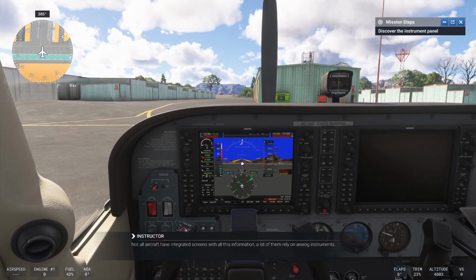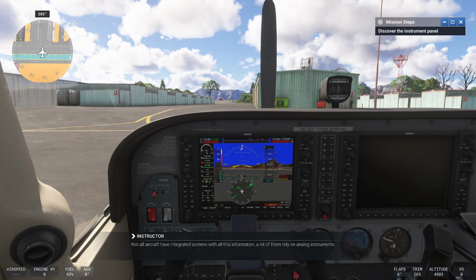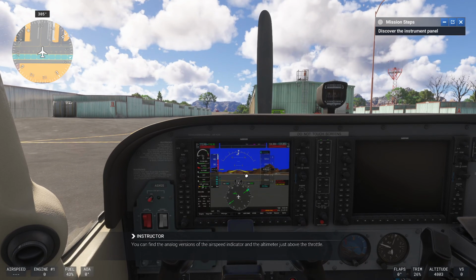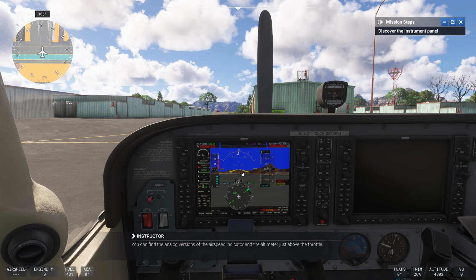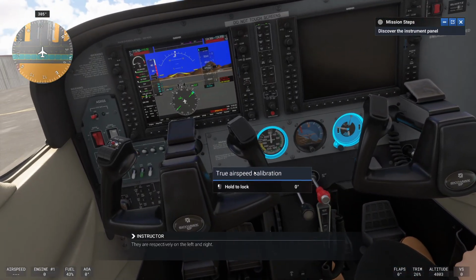Not all aircraft have integrated screens with all this information. A lot of them rely on analog instruments. You can find the analog versions of the airspeed indicator and the altimeter just above the throttle. They are respectively on the left and right.